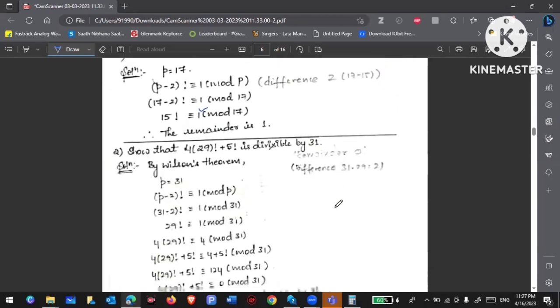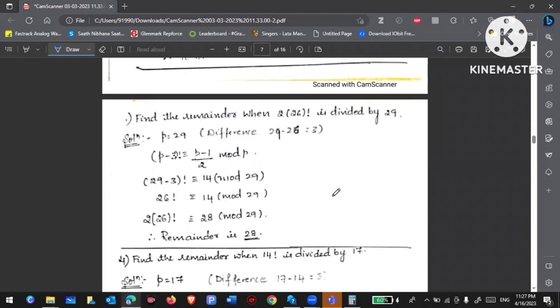Let us see the third problem. Then we'll go back to the second problem later. Let us see this problem. Find the remainder when 2 of 26 factorial is divided by 29. First thing we'll do is write the p value. P is equal to 29, they are given. Now the difference between 29 and 26, how much is the difference? It is 3. So once we have 3, we'll make use of this formula.